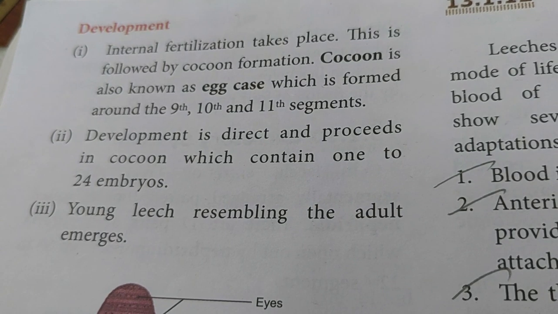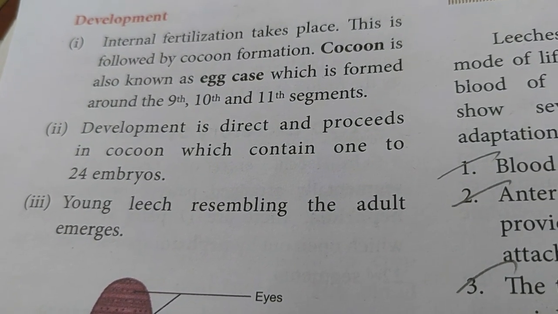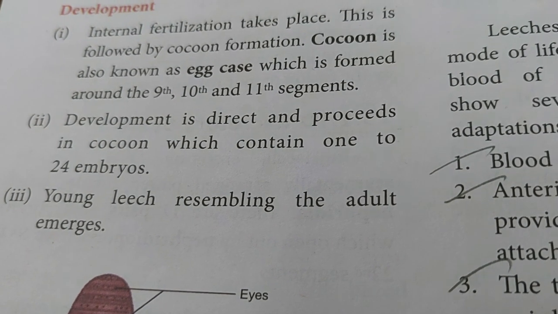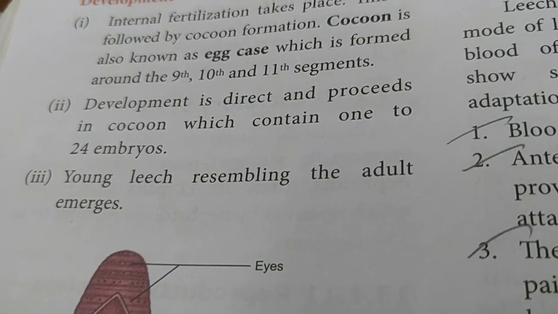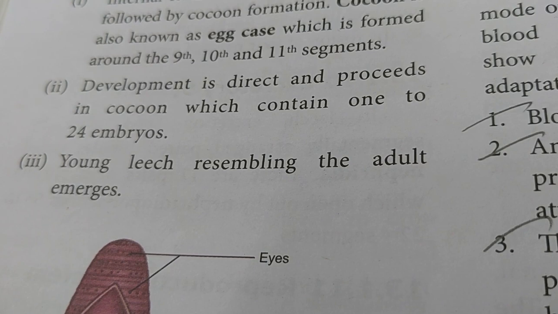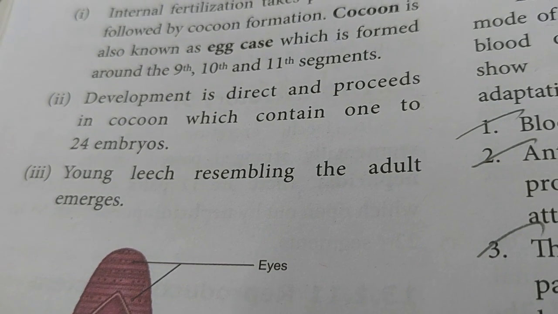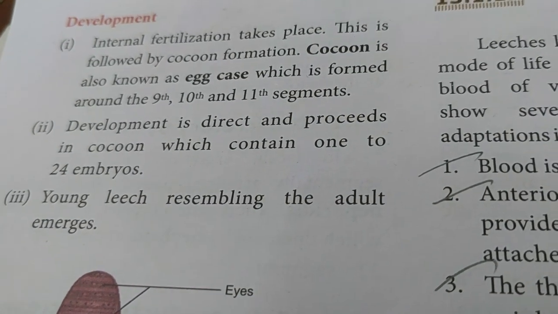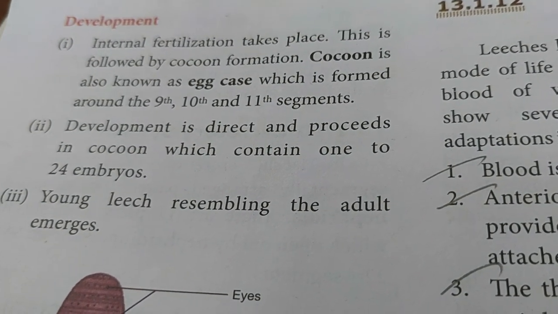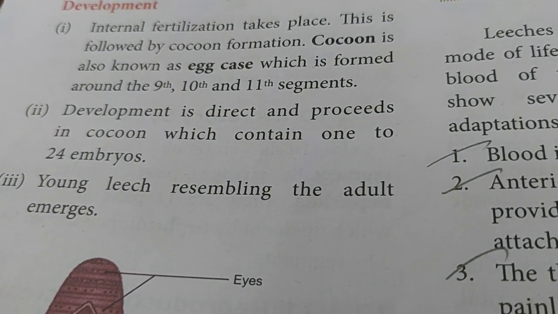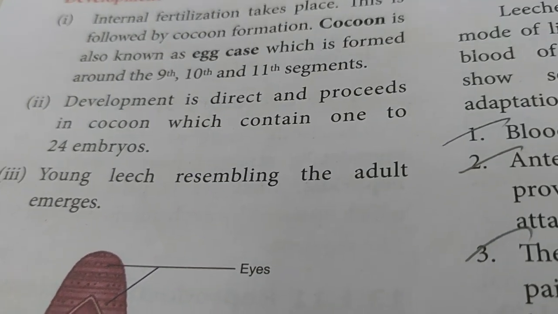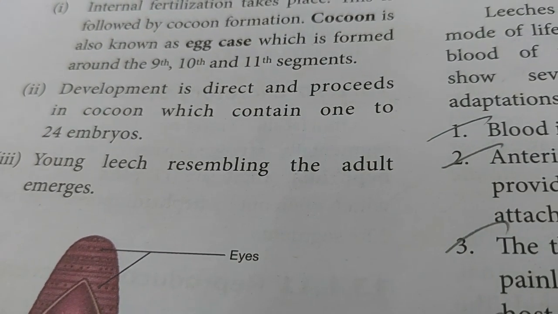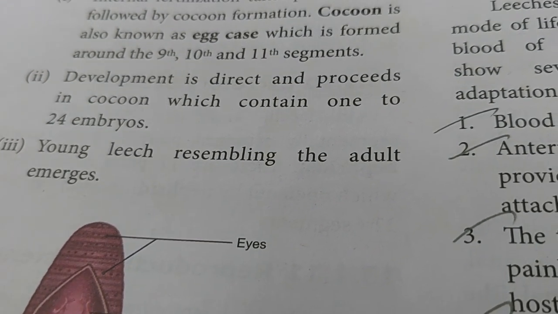And children, remember, the cocoon is also called a case that is formed in the 9th, 10th, 11th segments in Hirudinaria, the temporary clitellum. There the cocoons are formed and the development is direct and it proceeds in the cocoon, and each cocoon will contain one egg case, at least 1 to 24 embryos, even more can be present.